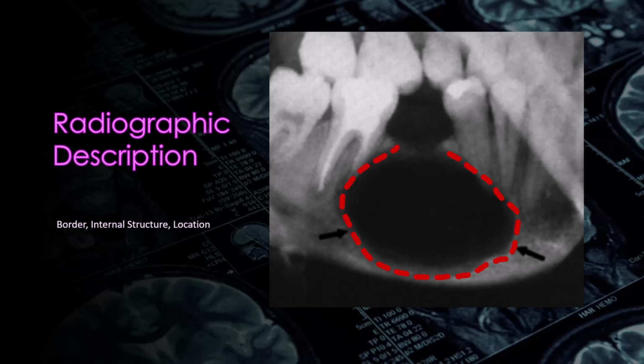All right, now I want to get a little bit into image interpretation. This is just a real quick introduction for someone that's never had any amount of radiology before, and we're just going to focus on the border, describing the border, and a little bit of the internal structure and the location of a lesion.